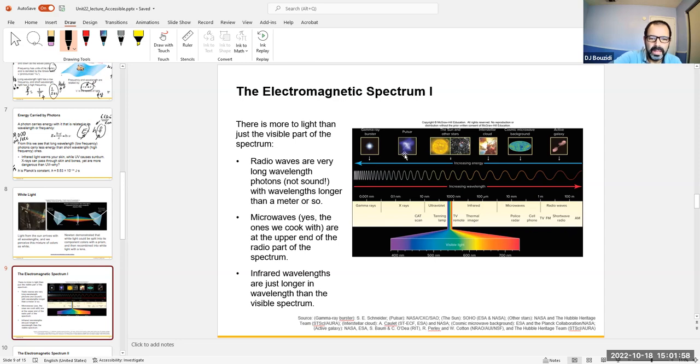In terms of sources, you have gamma ray bursts. Those are some of the most violent events in the universe. They produce the gamma rays, which are the most energetic. As you go along the blue line this way, there is more energy. See, it says increasing energy, okay?